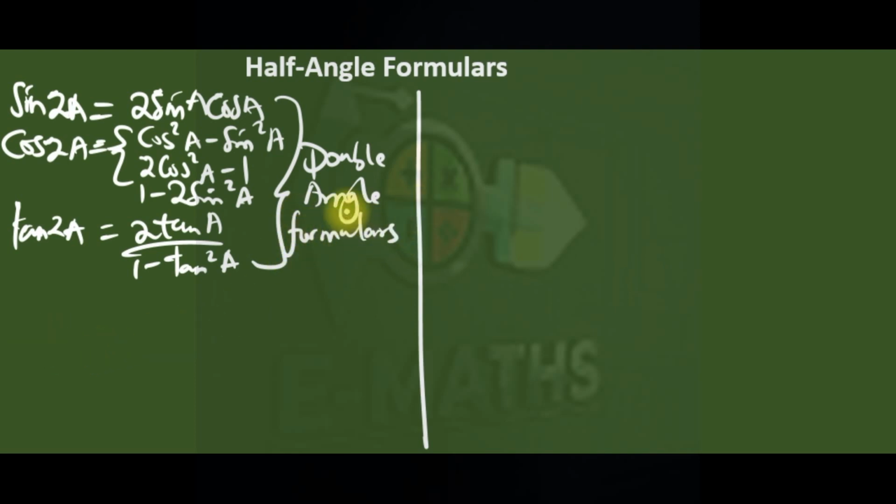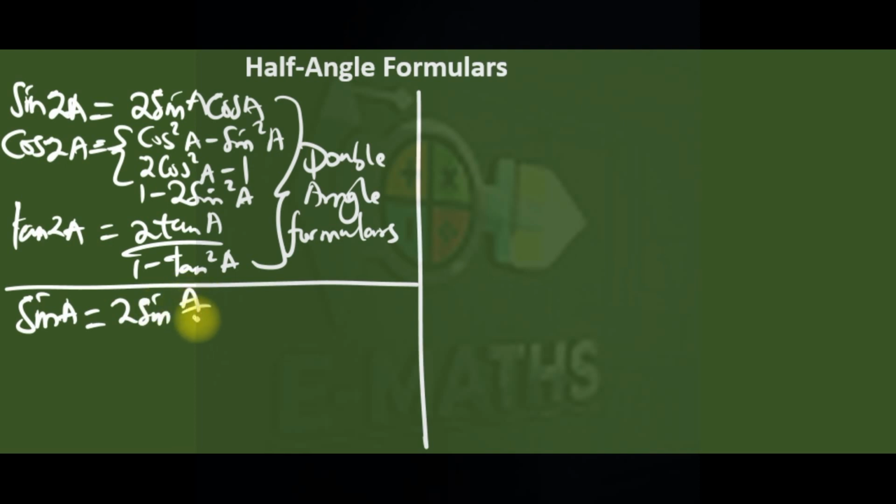So with this, let's now use it to get half angle. For half angle, instead of sine 2a, I have sine a. And you can compare. This is 2a, and what I have here is a. Whatever is here must be half of this. So since it's a, half of a is a over 2, so I have 2 sine half a cos half a.